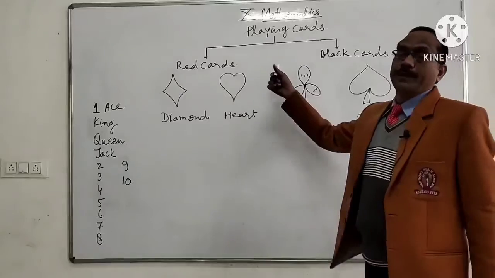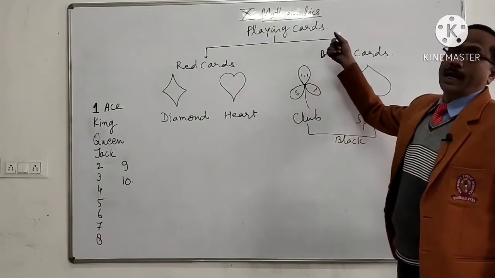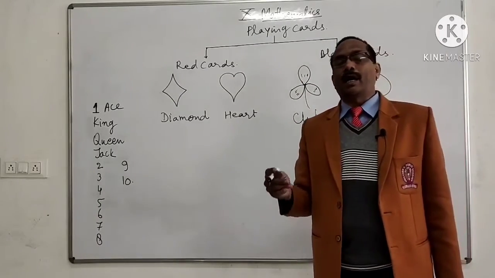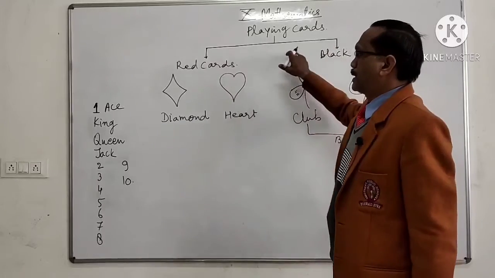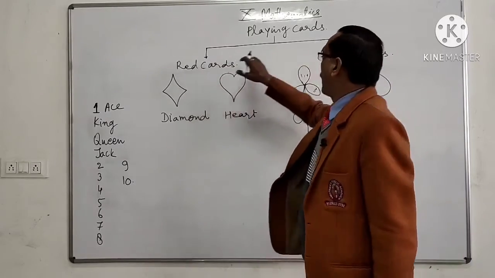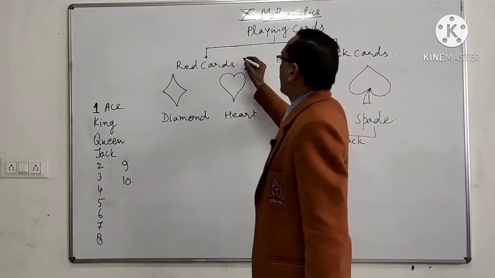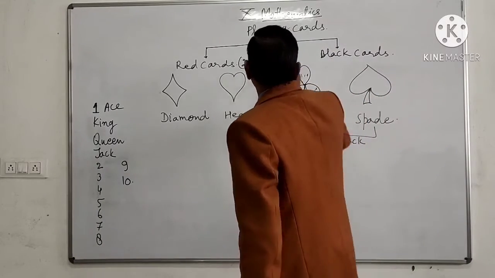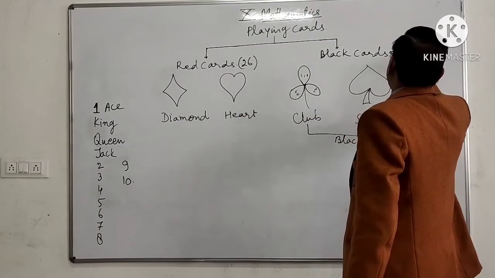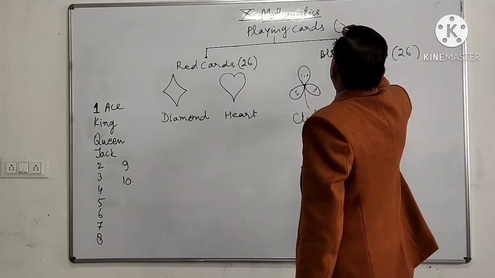Student, now this is the logic of playing cards. Student, there are two varieties of cards. These are red cards and black cards. There are 26 red cards and 26 black cards. The total number of playing cards is 52.